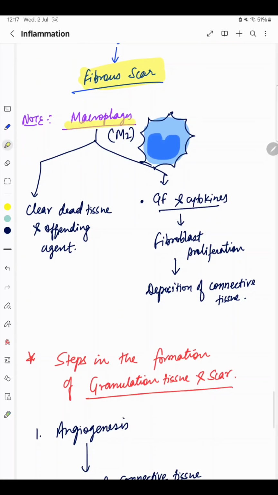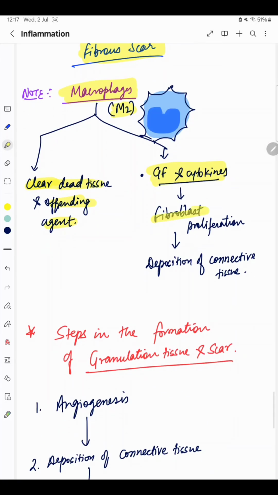Alternatively activated macrophages, M2 macrophages, clear the dead tissue and offending agent, and they secrete growth factors and cytokines, which result in the proliferation of fibroblasts, and fibroblasts result in the deposition of connective tissue like collagen.